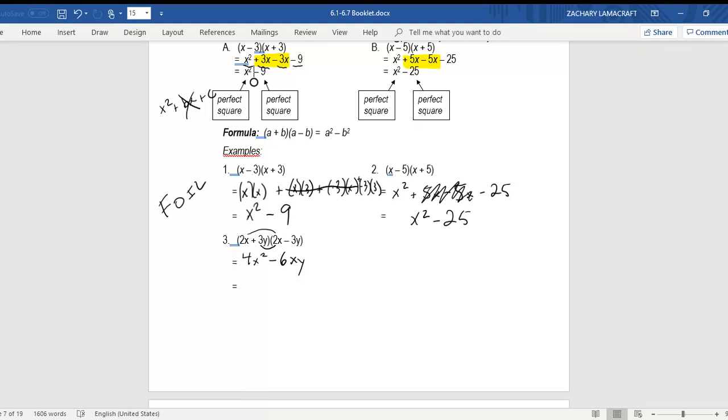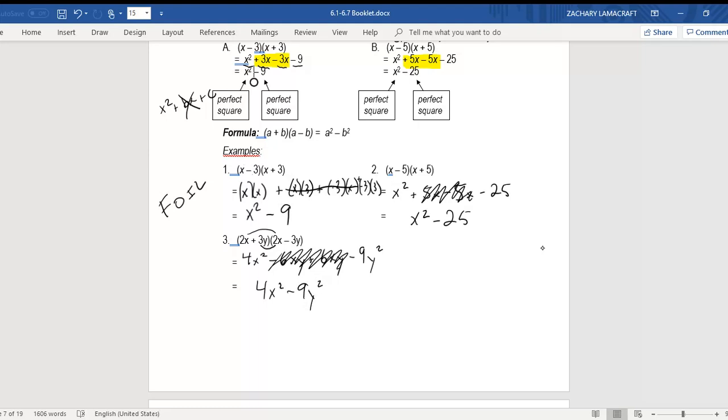3y times 2x, both positive, being positive 6xy. And then 3y multiplied by negative 3y would be negative 9y squared. And if we look at this again, those would cancel out. 4x squared minus 9y squared.